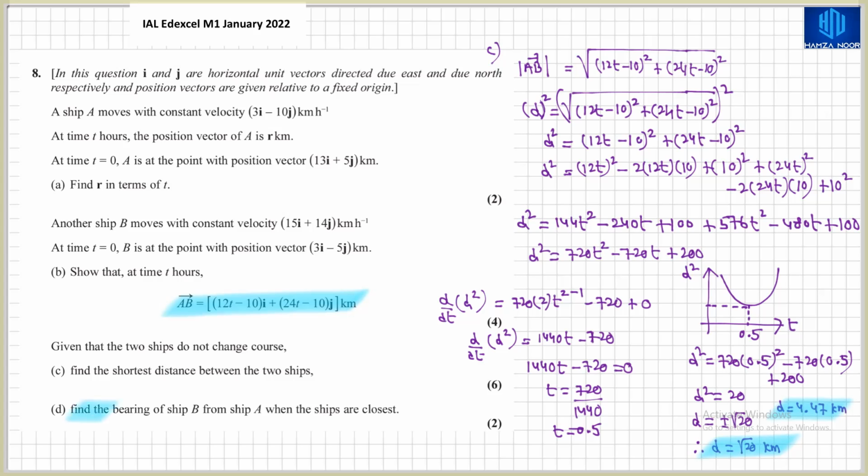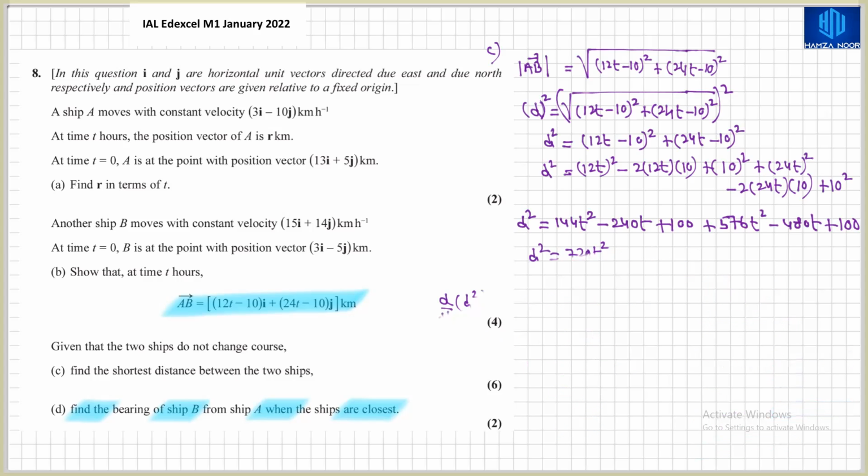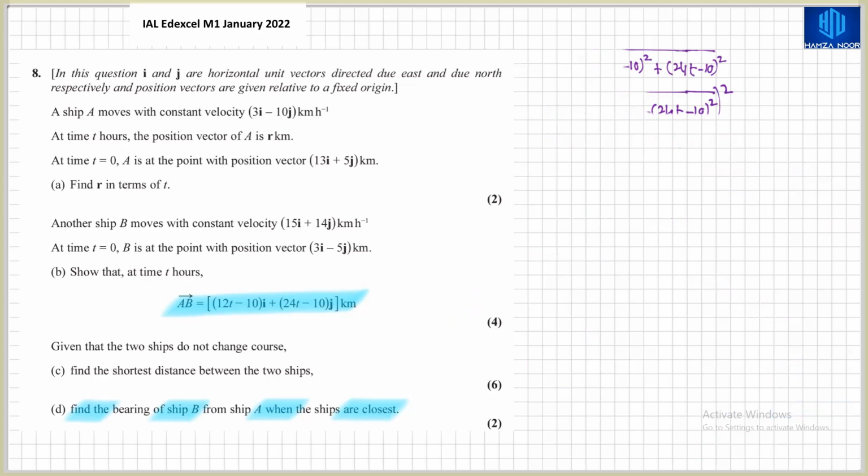So now in part D, we need to find the bearing of ship B from ship A when the ships are closest. As we know, the ships are closest when t is equal to 0.5. All right, t is equal to 0.5 hours. So what we are going to do first is find the vector of AB. So I'm going to erase the working of part C so that we can solve part D on the same page. And as we know, when t is equal to 0.5, the ships are closest. They have the shortest distance between them.